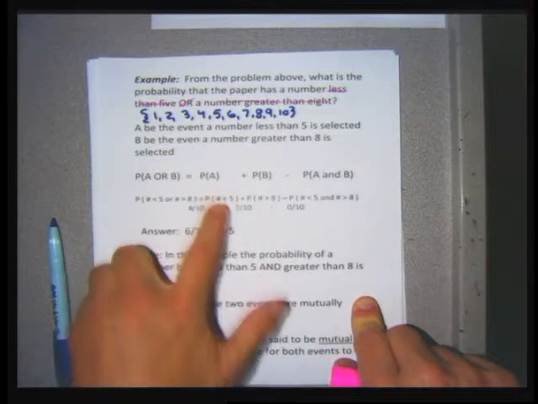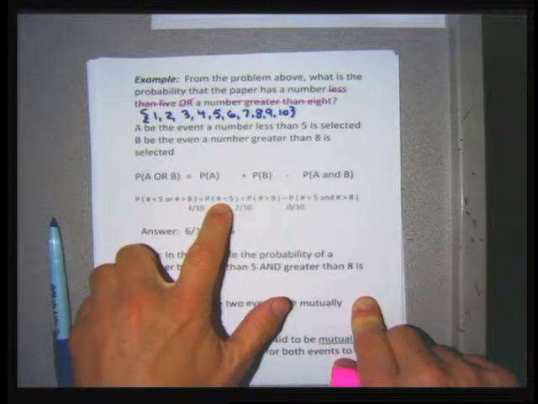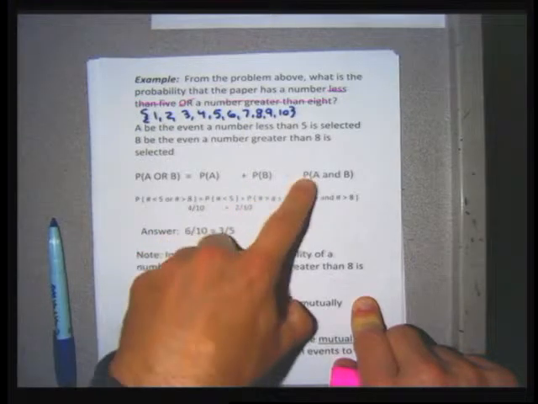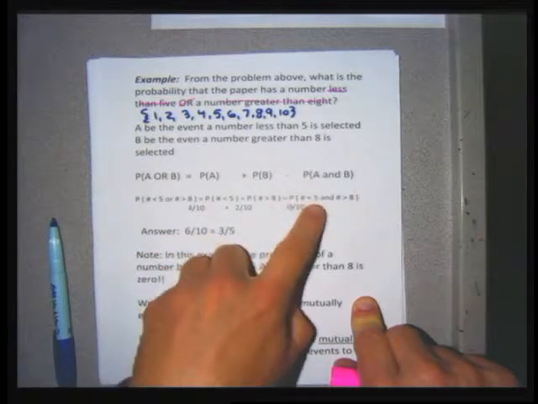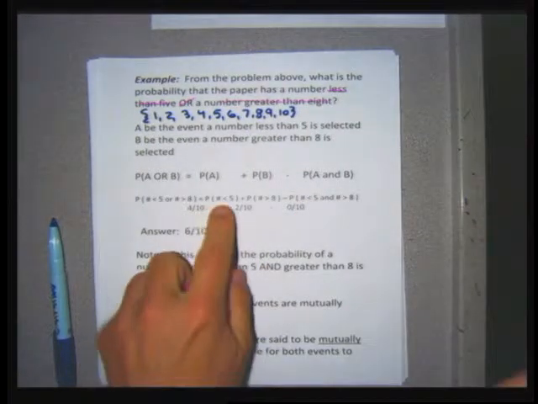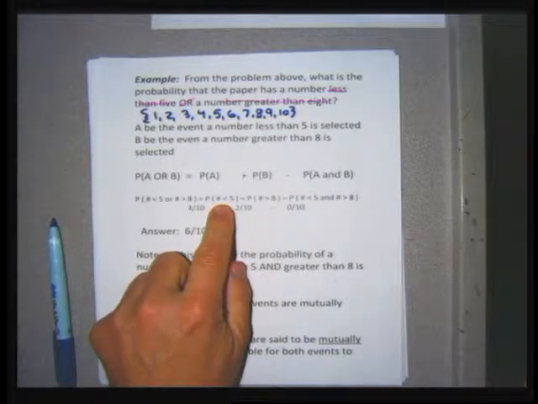So A is going to be getting a number less than 5. B is going to be getting a number greater than 8. And A and B would be getting a number that's both less than 5 and greater than 8. Now let me figure out A in my sample space. The probability of A is going to have a denominator of 10 because there's 10 items in the sample space that I could pull from.